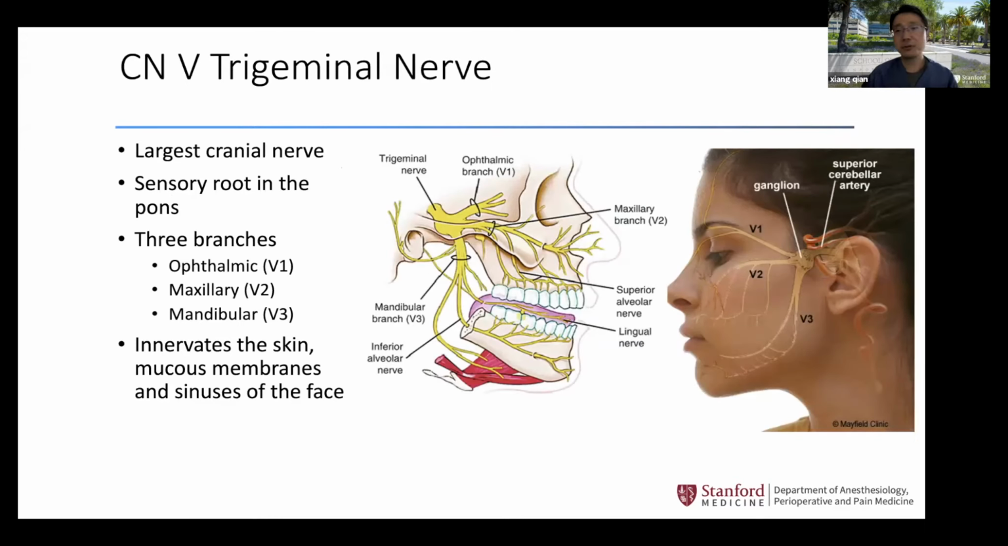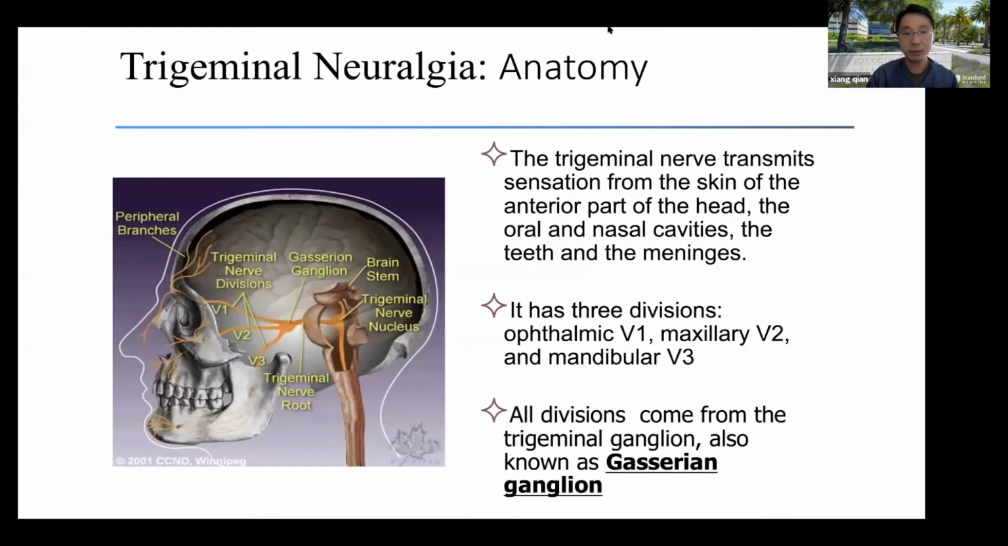The first nerve that we'll introduce is cranial nerve number 5. Many of you are very familiar with this nerve. This is the largest cranial nerve. The sensory root is in the pons and has 3 branches, 1, 2, 3, and basically innervates the skin, mucous membrane, and sinuses of the face. And those 3 branches come from a ganglion called the Gasserian ganglion.